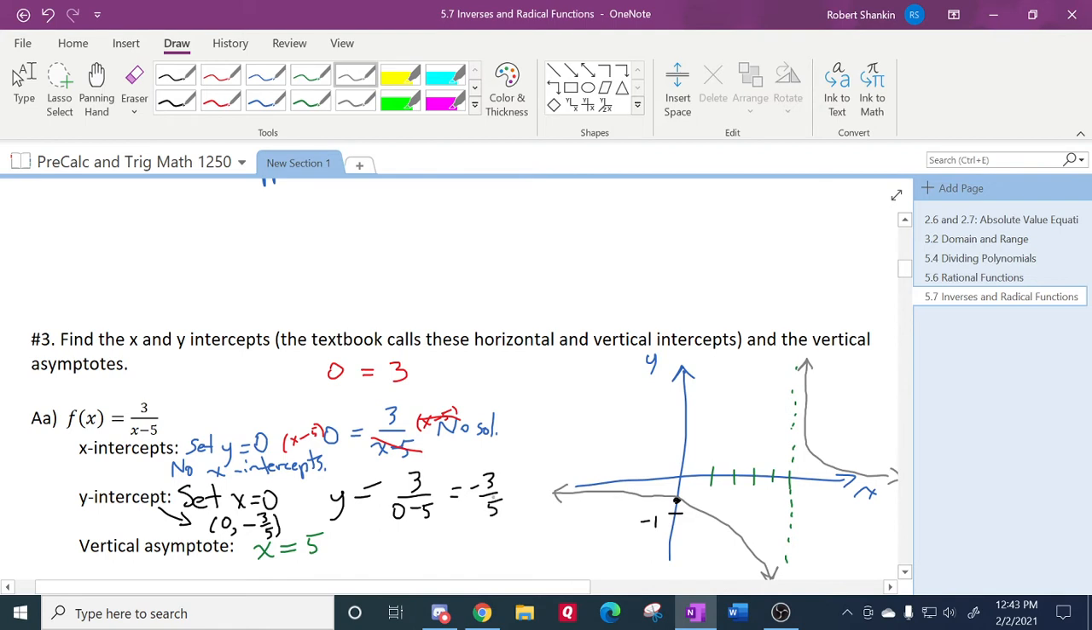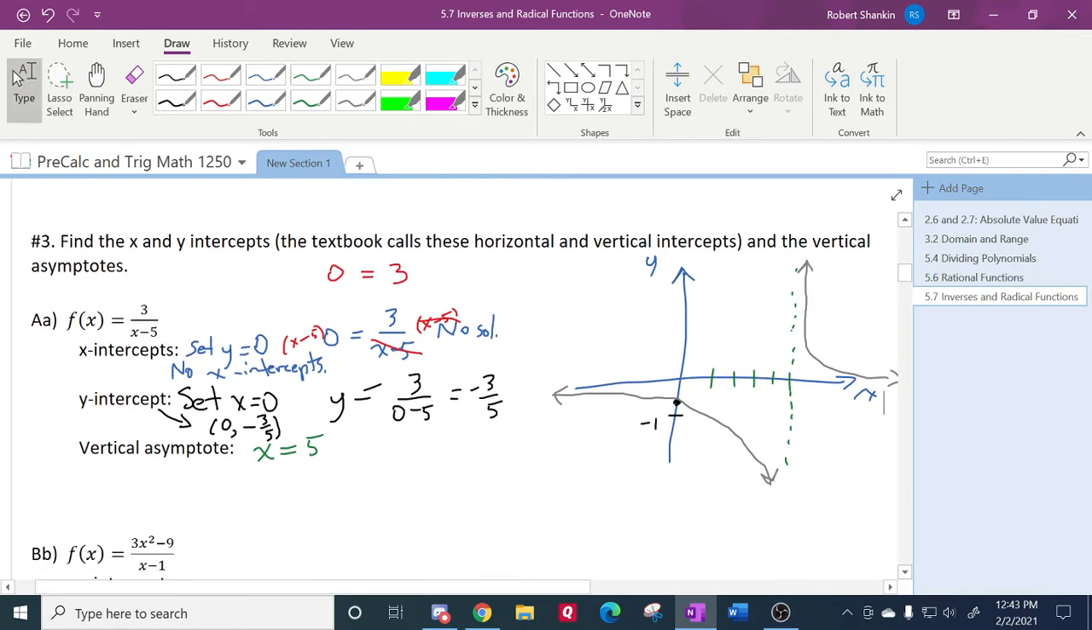It's a little bit tricky to figure out which side it goes up on and which side it goes down on. And if you're interested in that, it's not too hard to tell. Let me show you. If you made a little table of values, of course you don't have to do this, but it might be helpful for you to understand it. 3 over x minus 5.